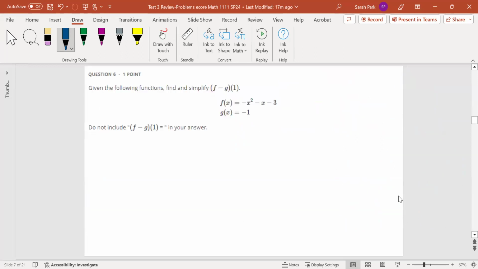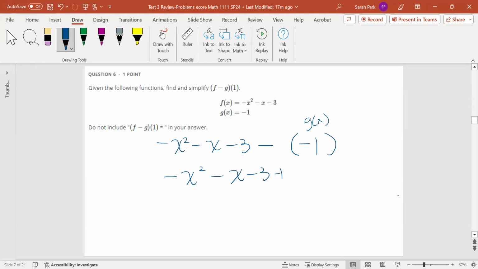Okay, number 6, find and simplify f minus g of 1. We could subtract this and say f of x, which is negative x squared minus x minus 3. When we subtract, we have to make sure we put the parentheses around the g of x function. So we're subtracting the negative 1, which simplifies to negative x squared minus x minus 3 plus 1, which will then be negative x squared minus x. Negative 3 plus 1 gives us negative 2.